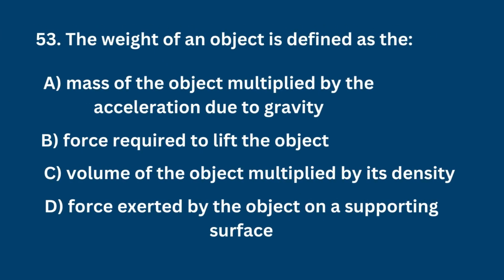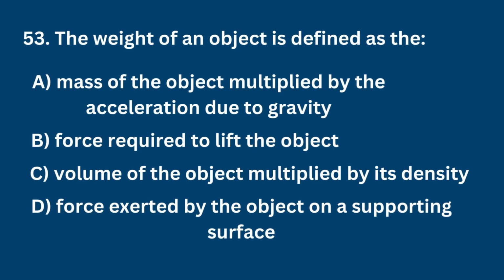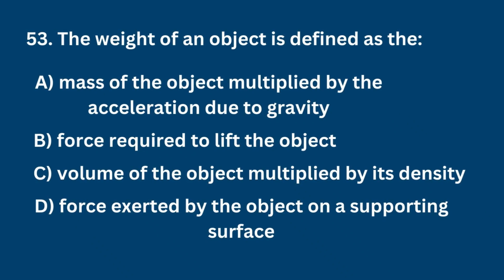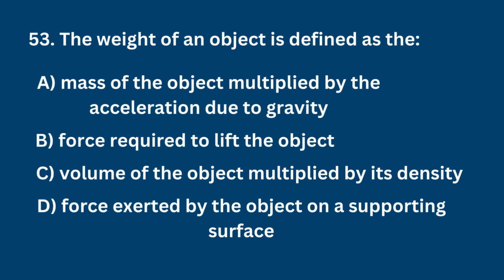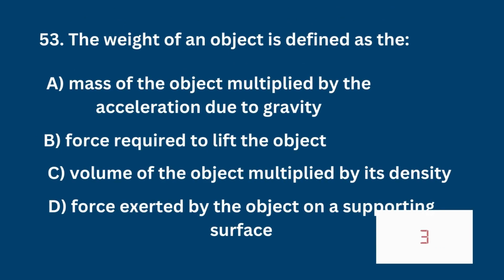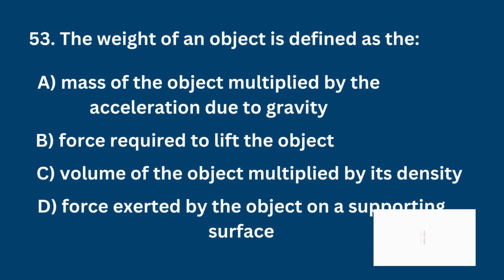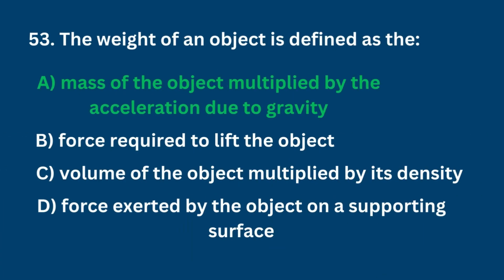The weight of an object is defined as: the options are A. Mass of the object multiplied by the acceleration due to gravity, B. Force required to lift the object, C. Volume of the object multiplied by its density, D. Force exerted by the object on a supporting surface. Correct answer is A. Mass of the object multiplied by the acceleration due to gravity.